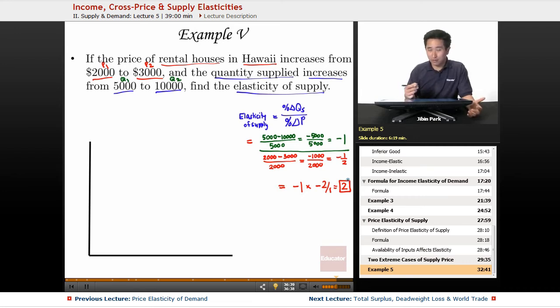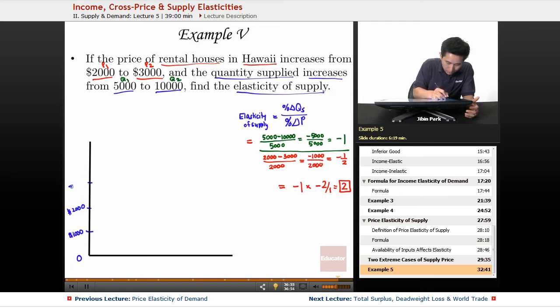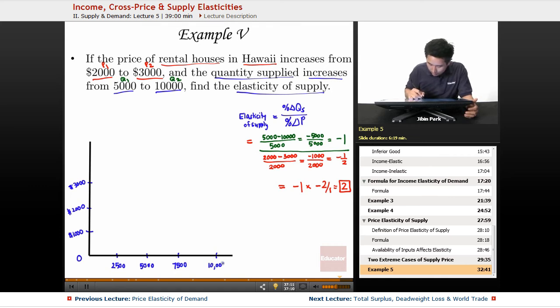Now, how would that actually look on supply and demand curve? Well, let's take an actual look at the numbers and go ahead and graph it here. So for the price, we'll start at 0 here. We'll go 1,000, 2,000, and 3,000. I think that's the highest number we'll go to. And for quantity, we'll go in increments of 2,500. So 2,500, 5,000, 7,500, and 10,000. And so this is the quantity of rental housing in Hawaii.